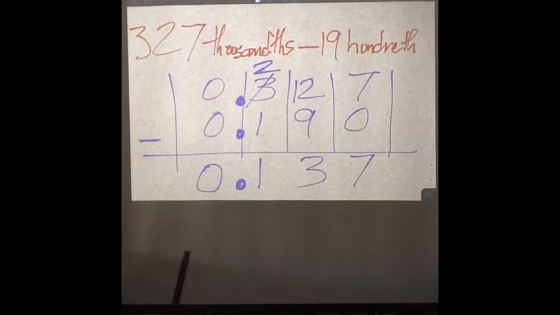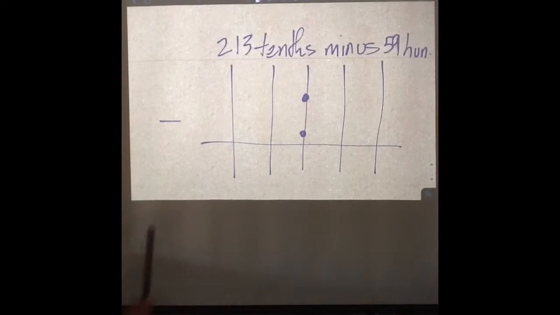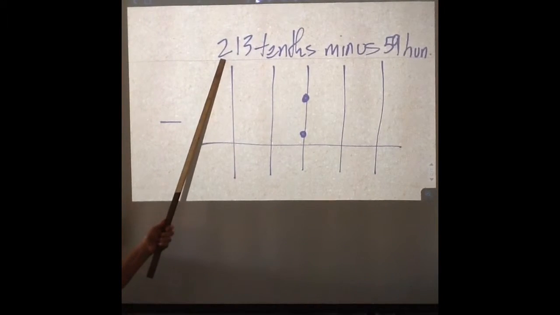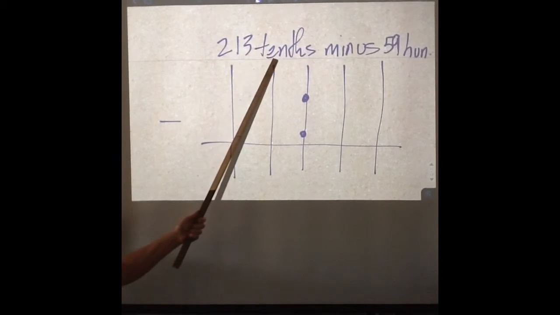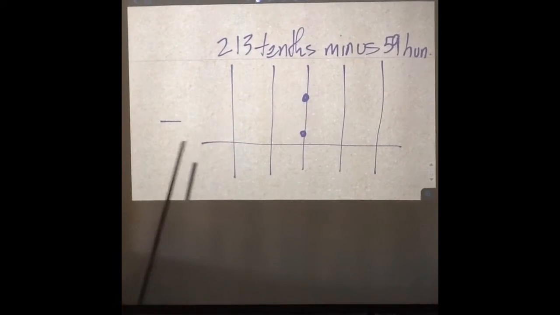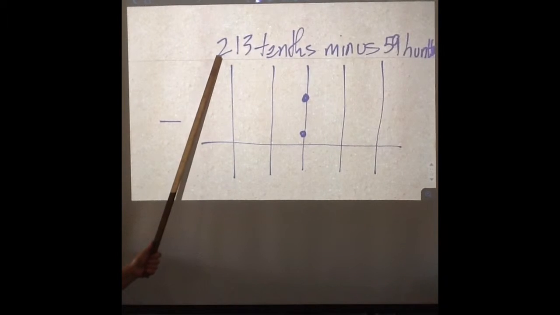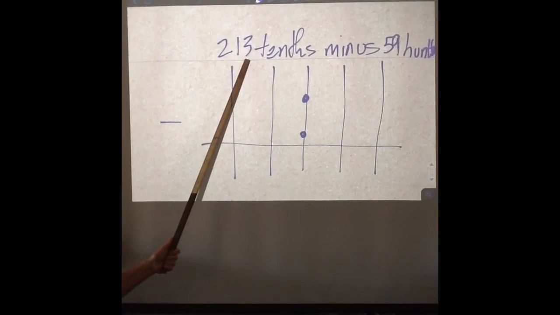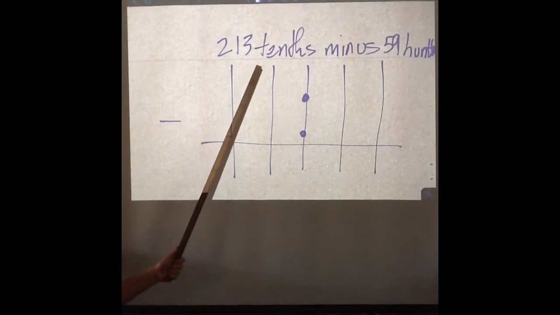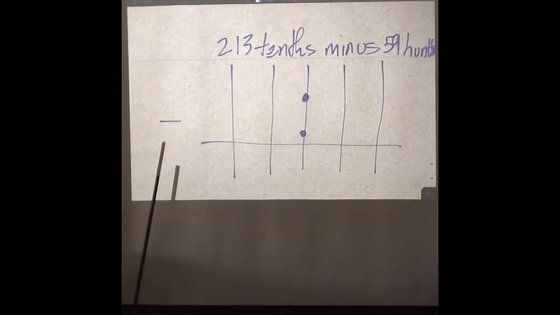Let's do one more problem so you can kind of get this, okay? We have 213 tenths minus 59 hundredths. And that hundredths is supposed to have a THS in there, but I can't fit it. I ran out of room. Okay, so where do I put the 3? In the tenths. Do I put it here? Yes.